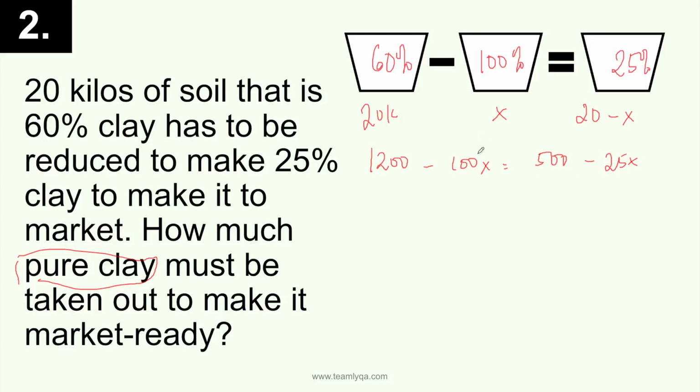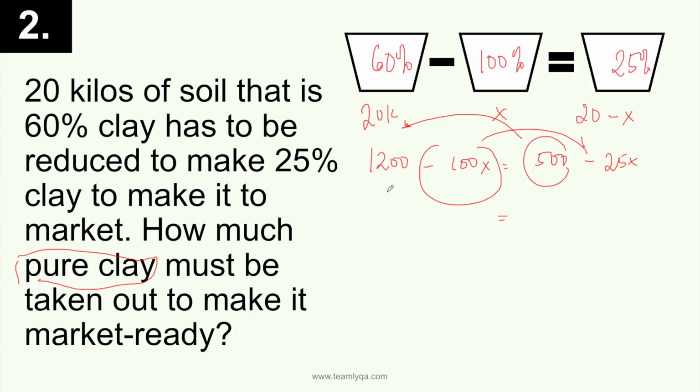Tapos, i-combine lang natin lahat ng x sa isang side, lahat ng digits sa isang side. I'd rather na ilipat ito doon at ito doon. Bakit? Kasi para maging positive lang lagi yung x natin. So, I already made that joke before. Let's try to keep the x's positive kasi mas madali i-handle kaysa kung negative yung x natin, both in math and also in real life.